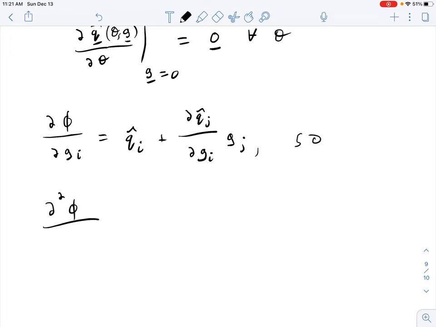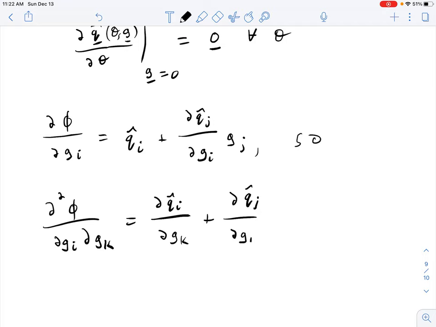Partial squared of phi, partial g_i, partial g_k is equal to partial q hat_i, partial g_k plus partial q hat_j, partial g_i delta_jk, which is to say that partial g_j partial g_k is delta_jk, plus the second partial derivative of q hat_j with respect to g_i, g_k times g_j.